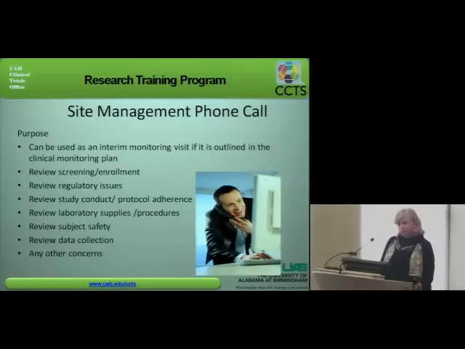So the site management call. This is an interim monitoring visit, and a lot of times they do this to review enrollment and screening and review any regulatory issues. I really like these phone calls. A lot of sites do it monthly or every 2 weeks, bi-weekly, and if you've hit that stop sign where you can't recruit patients, you can use these calls with your monitor and with other sites a lot of times to see what they're doing, and it helps give you a roundtable approach where you can brainstorm and maybe use what they're doing at your site.